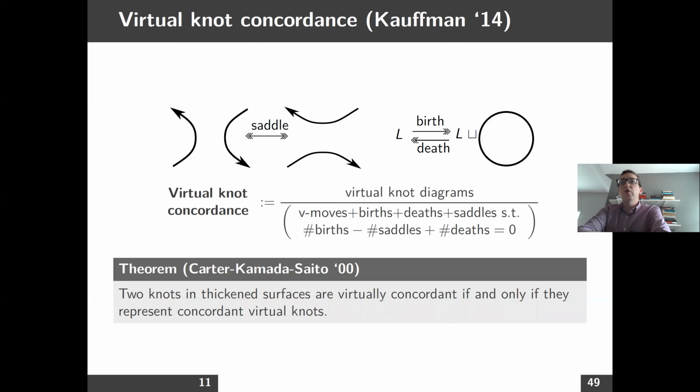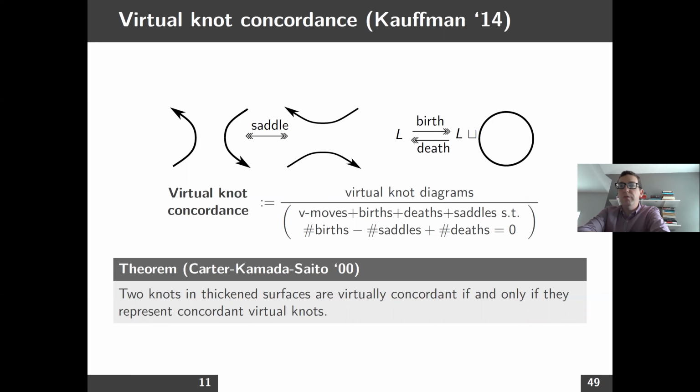That's virtual knot equivalence. How do you define virtual knot concordance? Well, this definition is due to Kauffman, around 2014. The idea is you have saddles, births and deaths, just like you do in regular classical knot concordance. You say two knots are virtually concordant if they're related to each other by the extended Reidemeister moves together with births, deaths, and saddles, such that the Euler characteristic is equal to 0. So the number of births minus the number of saddles plus the number of deaths is equal to 0.